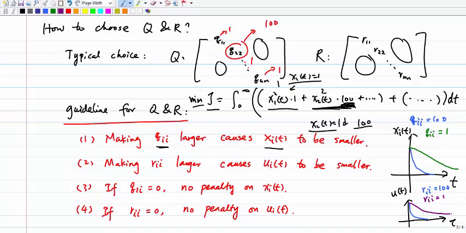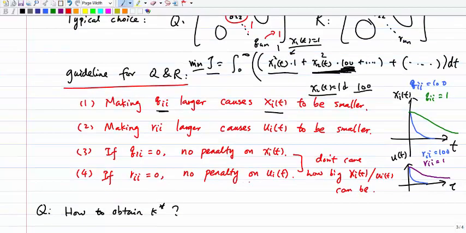And if your Q_ii is equal to 0, which means you don't have a penalty for x_i(t), it doesn't matter. You can have oscillation, you can have whatever. If R_ii is equal to 0, you don't have a penalty for u_i(t), which means you don't care how big x_i(t) or u_i(t) can be. For example, if you don't care about u_i(t), you can have a lot of input. You don't care how big an input it requires.